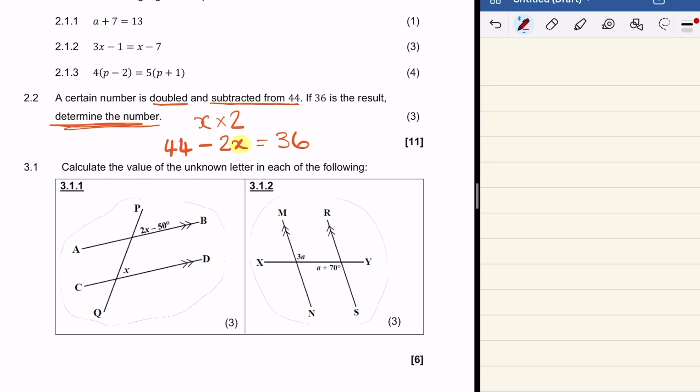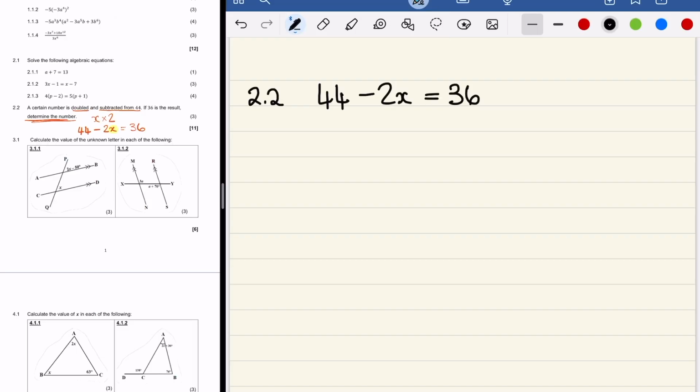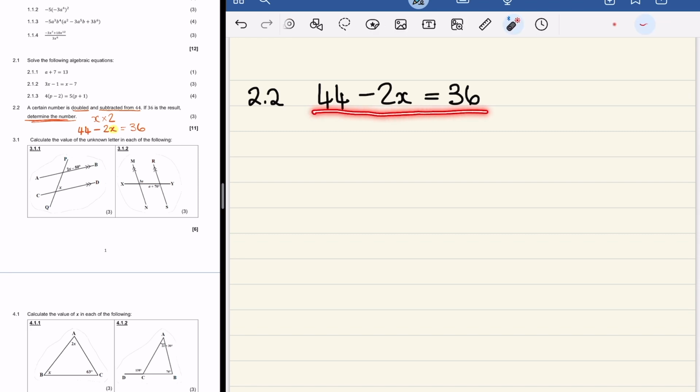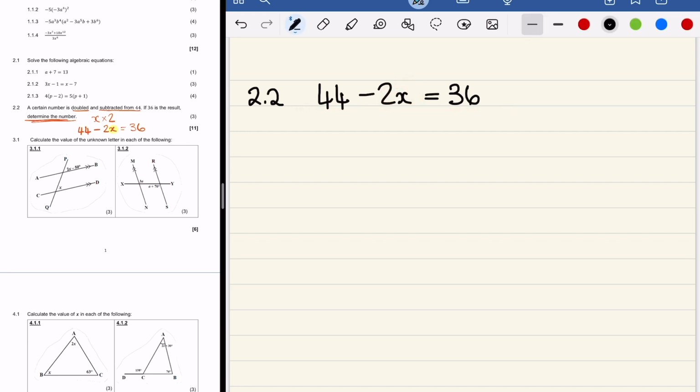So our equation is what we need to formulate first, and then after we've got an equation, we can simply solve for the equation using our rules that we know. Using our equation, as I've written it down here, this is the equation that we worked out from the scenario they gave us. We've got 44 minus 2x is equal to 36. We need to find the number x that makes this equation true, and we do that by simply applying the same rules we've been applying when we solve equations.